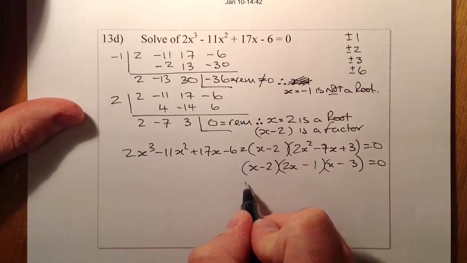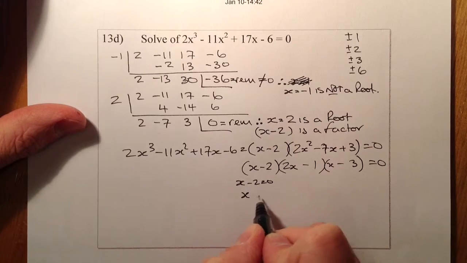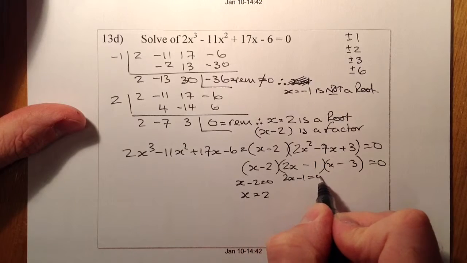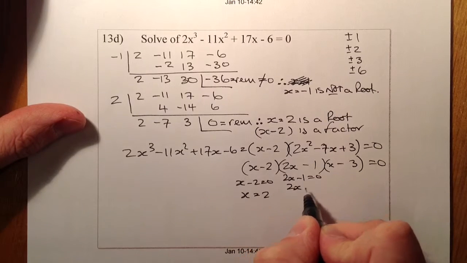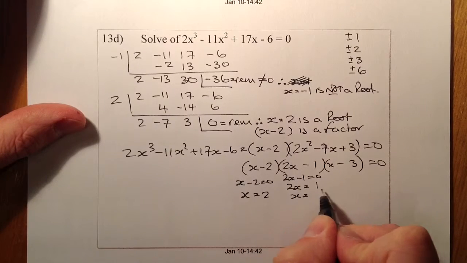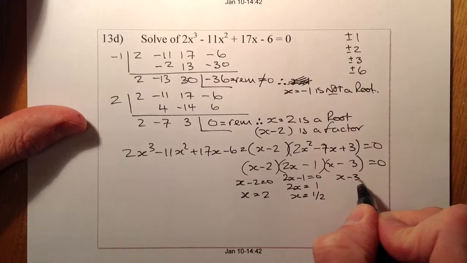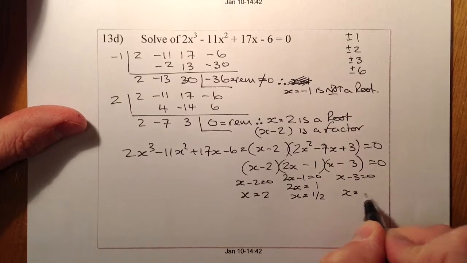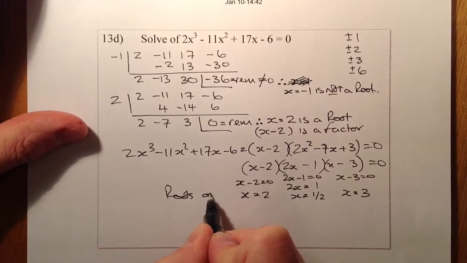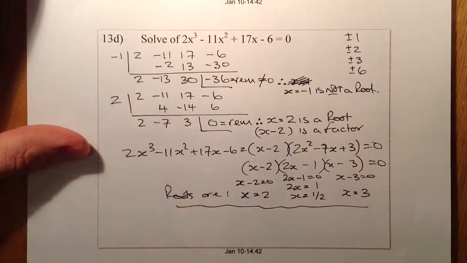Here we're going to go for the roots, so I'll get x minus 2 equals 0, so x equals 2. I've got 2x minus 1 equals 0, so what I've got is 2x is equal to, take the 1 over there, so x is equal to a half. And over here, x minus 3 equals 0, so x equals 3. So here are my roots. And that's what I'm looking for when I try to solve a polynomial.